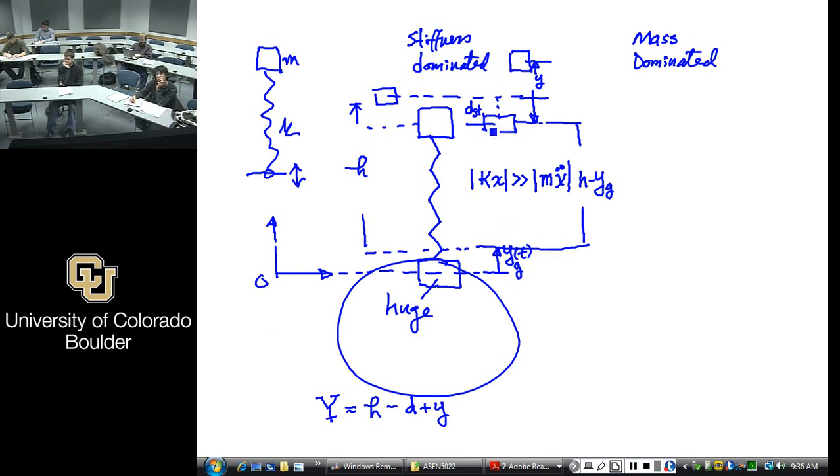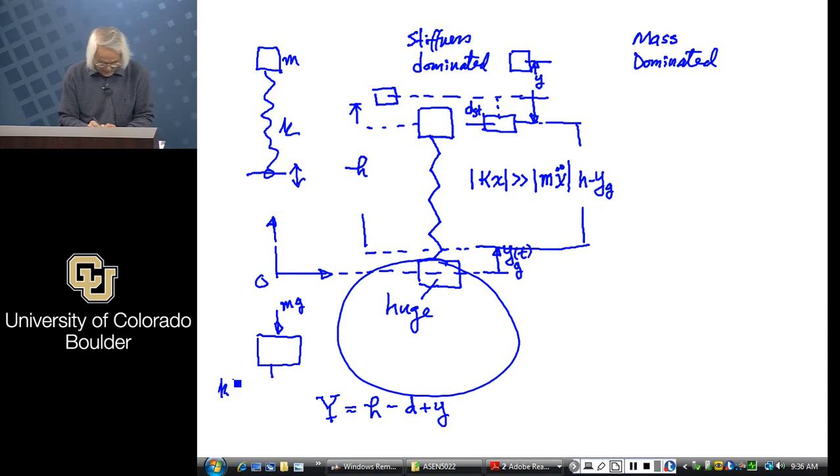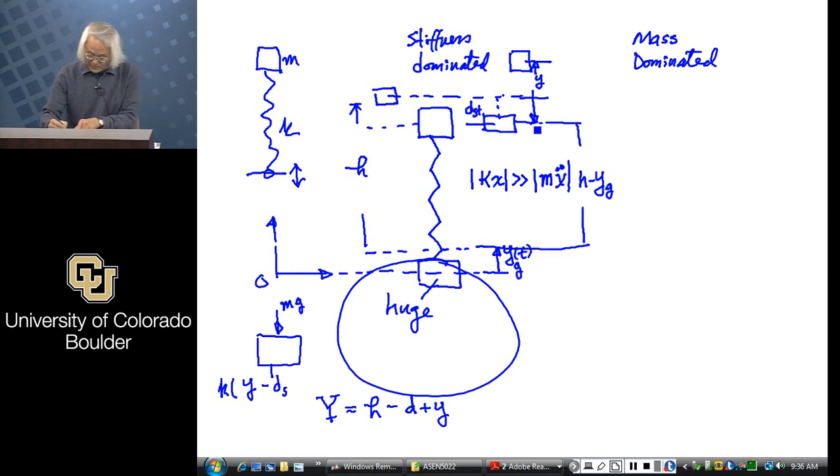And so if I write down the free body diagram, here's what happens. Okay, I have the same mg. I have the same k times y, this total y, minus delta s. So I'm over here, and then the spring is squeezed about that much. So we have to take that one. And then the absolute acceleration is my double dot.